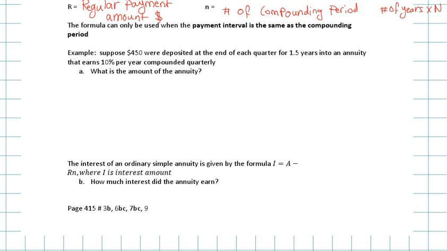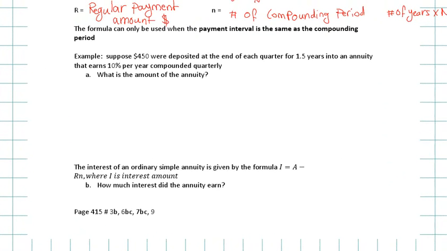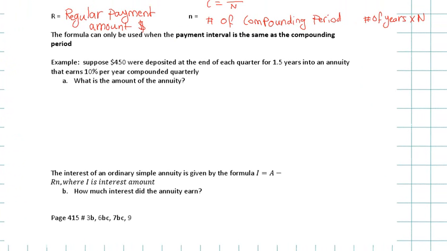What letter? R. Because that's your regular payment. It does say deposited at the end of each quarter. This is how you know that it's a regular payment, because at the end of each quarter. So I know that this is my regular payment. I'm depositing $450 every quarter.